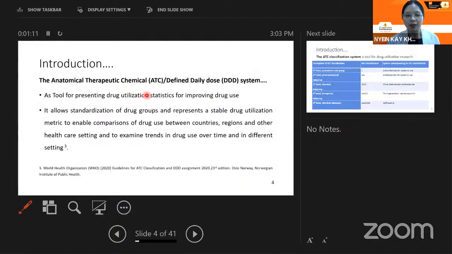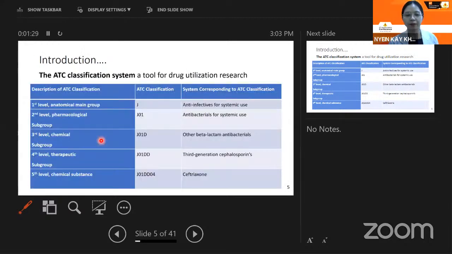The ATC/DDD system is used as a tool for presenting drug utilization statistics for improving drug use. It allows standardization of drug groups and represents a stable drug utilization metric to enable comparison of drug use between countries, regions, and other healthcare systems.